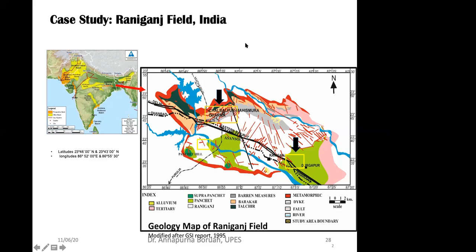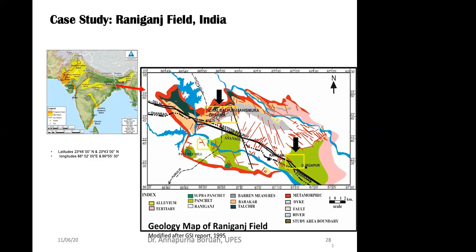So this is one case study from India, the Raniganj field. This field is one of the highest coal producing fields, and is well known for coal reserves. This shale is considered one of the shale gas prospective fields in India. And here the shales are Permian shales. There are three formations: Barakar, Barren Measures, and Raniganj formation.